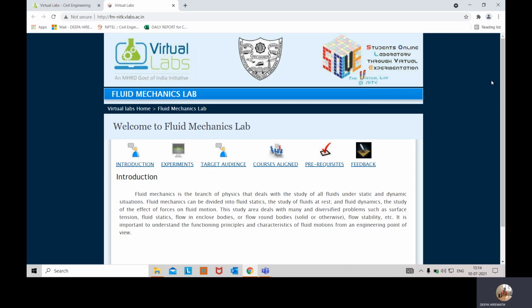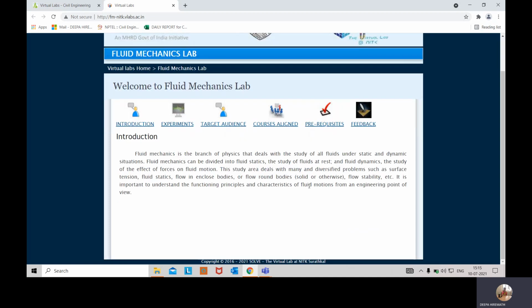As you all know, fluid mechanics is the branch of physics that deals with the study of all fluids under static and dynamic situations. Fluid mechanics can be divided into fluid statics, the study of fluids at rest, and fluid dynamics, the study of the effect of forces on fluid motion. So this study area deals with many diversified problems such as surface tension, fluid statics, flow in closed bodies, or flow around bodies. It is important to understand the functioning principles and characteristics of fluid motions from an engineering point of view.